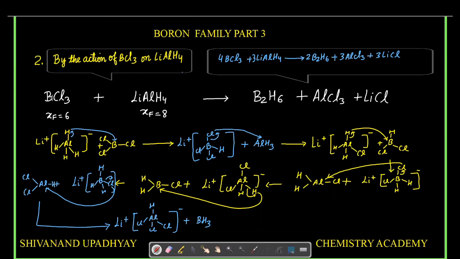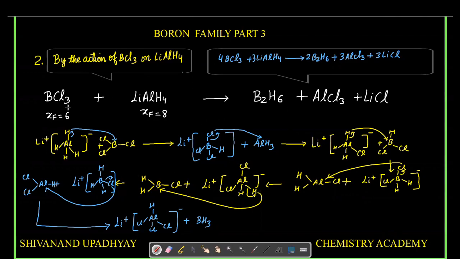Again, the mechanism is the same: H minus will come, so there is a formation of a BH3 molecule. So here by mechanism we have shown that there is a formation of one BH3 molecule, and BH3 will combine to form B2H6, and lithium will combine with chlorine to form lithium chloride, aluminium will combine with chlorine to form aluminium chloride. Now focus on balancing of this reaction, right?